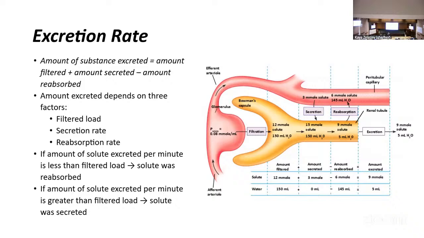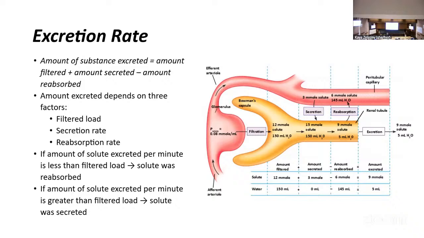Or on the opposite side, on net, if you see a lot of something being filtered into the nephron, but when you check the urine, there's not much left, that means that we had a lot of reabsorption happening. So that's all this is. All this is showing is that relationship here.